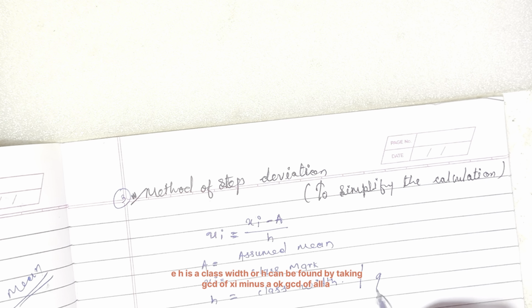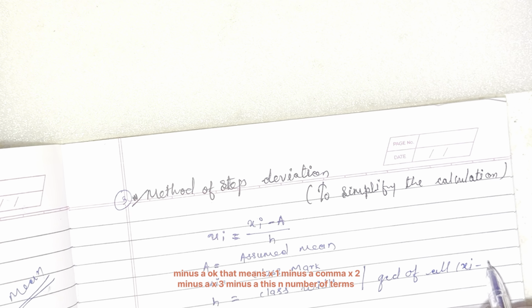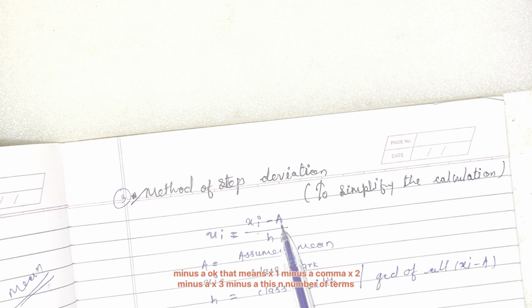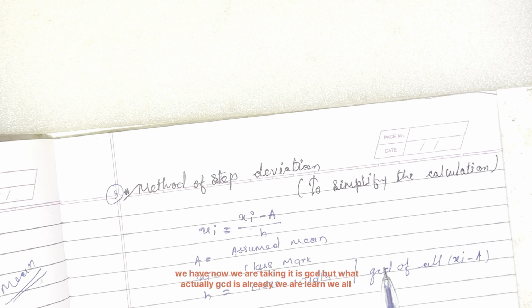GCD of all Xi minus A. That means x1 minus A, x2 minus A, x3 minus A. These n number of terms we have, and we are taking the GCD. But what actually is GCD? Already you all have learned in your 10th standard. GCD means greatest common divisor for our n number of observations. It is very easy to find out. So this is our entire Ui, these are the terminology.